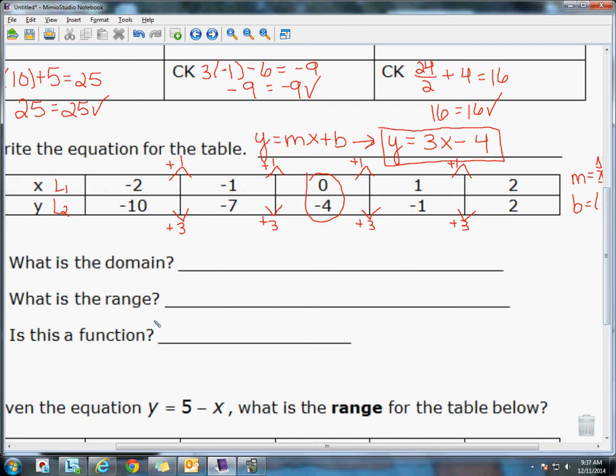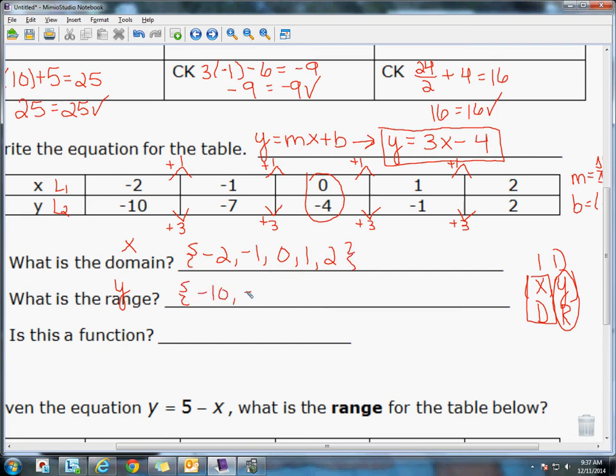What is the domain and what is the range? We can write down x, y, ID the doctor. So independent, dependent, domain, and range. Domain are my x values, range are my y values. So for domain, you just do fancy brackets, and we're just going to list out my x values: -2, -1, 0, 1, and 2. For my range, we list out my y values: -10, -7, -4, -1, and 2.